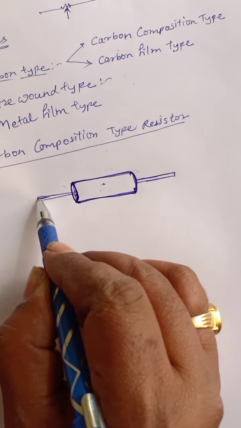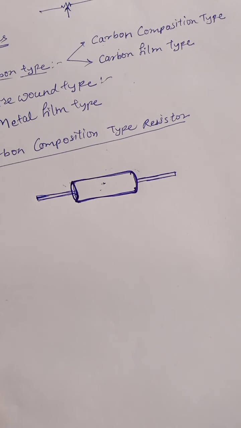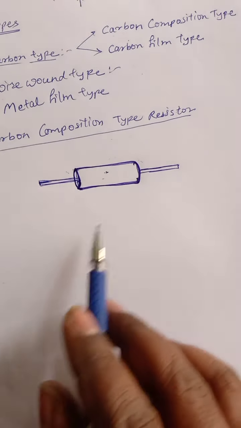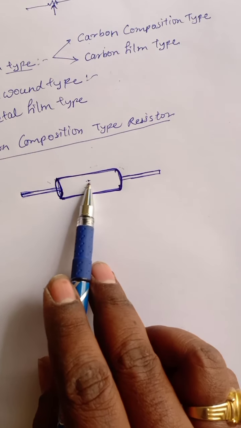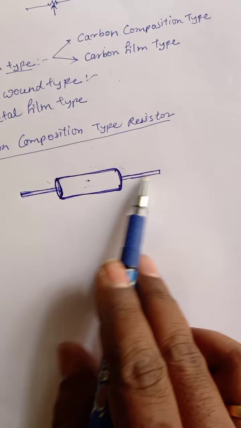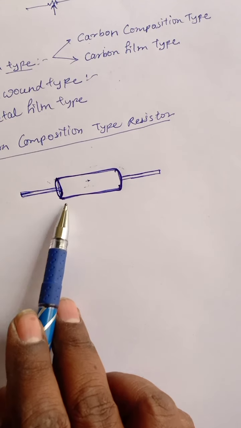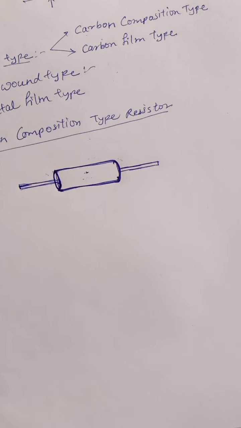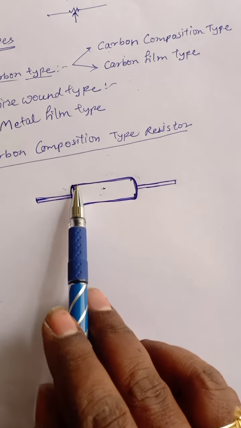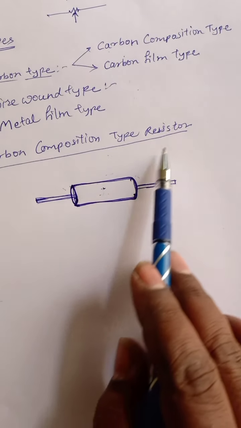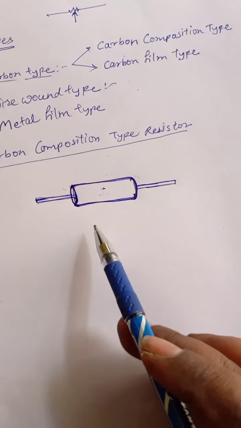Okay, so the leads are connected at both the ends, so that this resistor, directly molded, cannot be connected in a circuit. So by connecting the leads, we can connect this resistor in the circuit. Now it is ready to connect in the circuit, but this material is exposed to the surrounding, open. So it is open now.